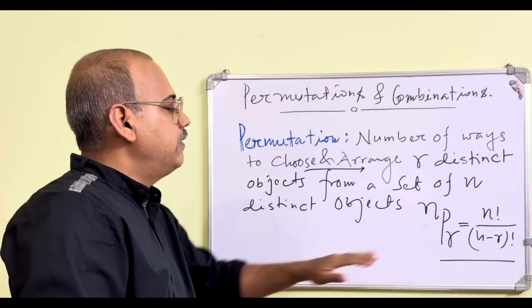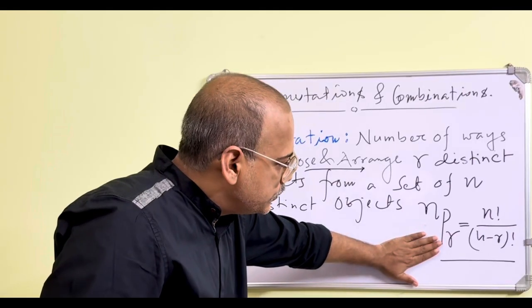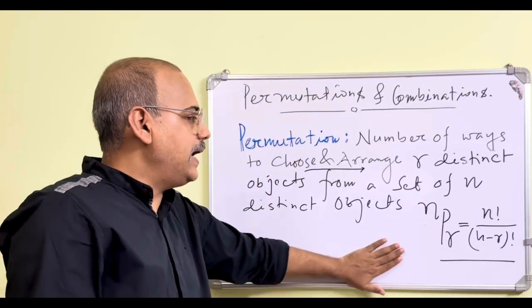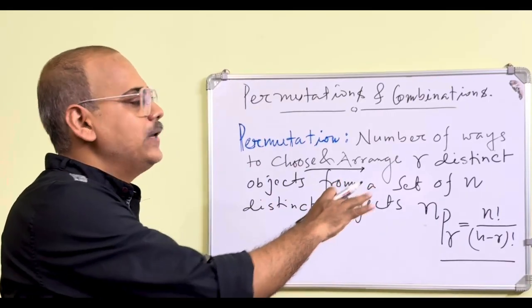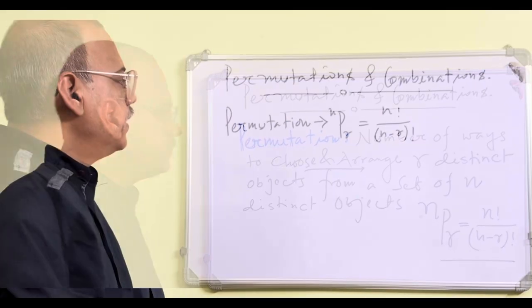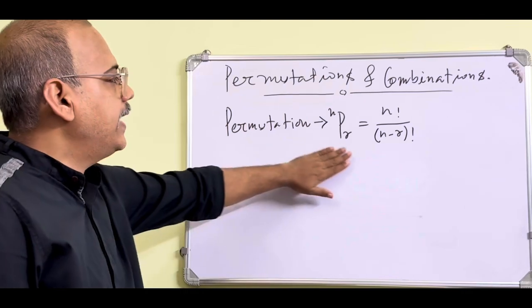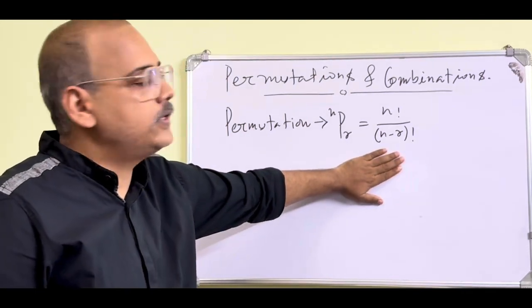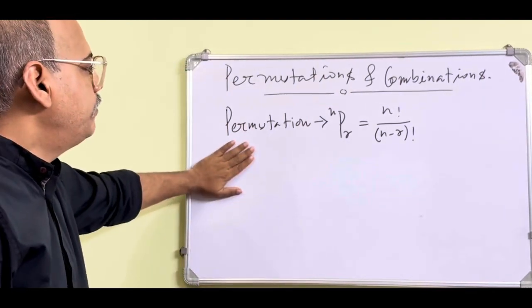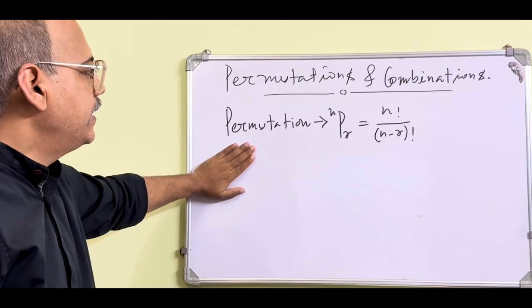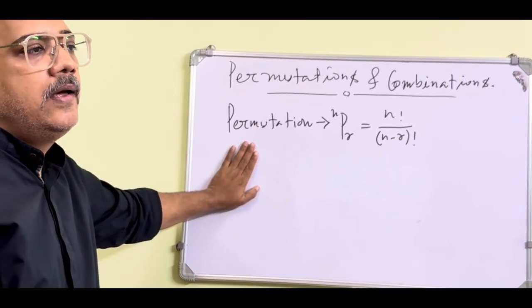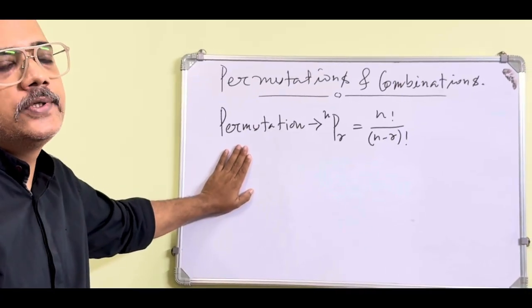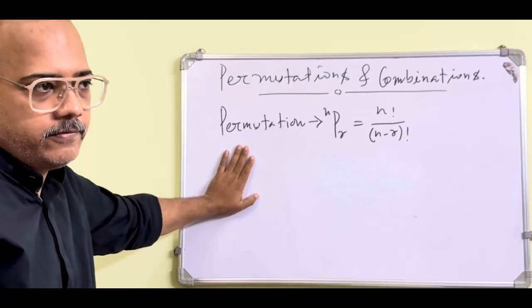We'll come to this derivation, but before that, let's try to derive it through an example. Let's understand how we can get to this particular formula. Permutation is basically, let me give an example. I need to form a cricket team of 11 players.